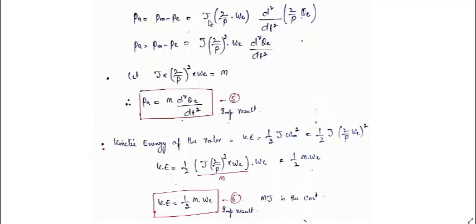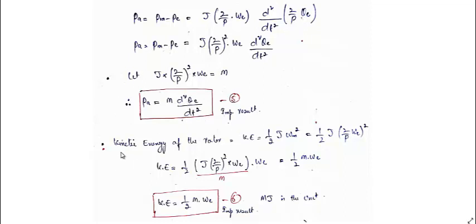So this comes out to be, when we take this j, 2 by p, 2 by p, this is j 2 by p whole square, and then this omega e is equal to del square theta e by del t square. Let's call this as m, that is j 2 by p whole square into omega is equal to m. That means pa is equal to m del square theta e by del t square, which is an important result.